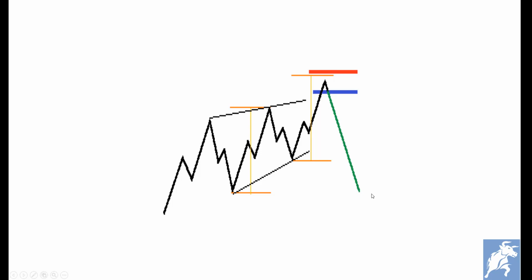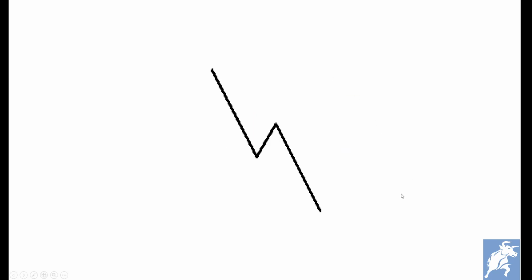Usually if this diagonal is in a first wave, you can expect the pullback to be quite strong, like I said, a zigzag, potentially coming down to the second wave of this ending diagonal. So in the leading diagonal in this case, you can put your take profits right around here if it is in your first wave. But if it's in the fifth wave, we can just trade that all the way down in either a trend reversal or a big correction.